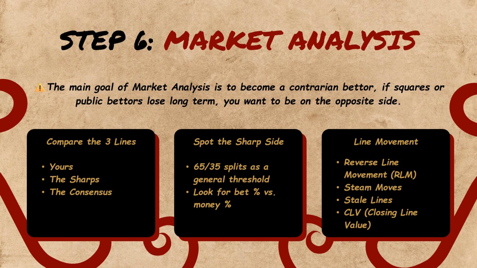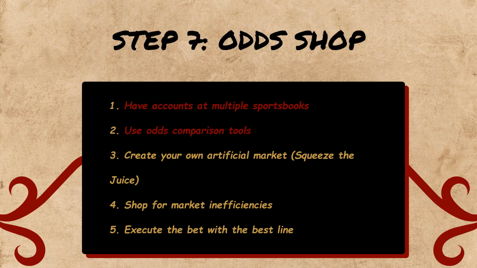So let's keep rolling. Now that you've evaluated the market, it's time for step 7, which is going to be odds shopping. Okay, so now that we're on to odds shopping, this is where all your hard work, your forecasting, your market analysis, your discipline, it's all going to come together. It's time to get the best price. So let's be real here. Every single cent matters, every half point shifts value, and if you're betting without checking around, you're going to be handing the sportsbook some free money.